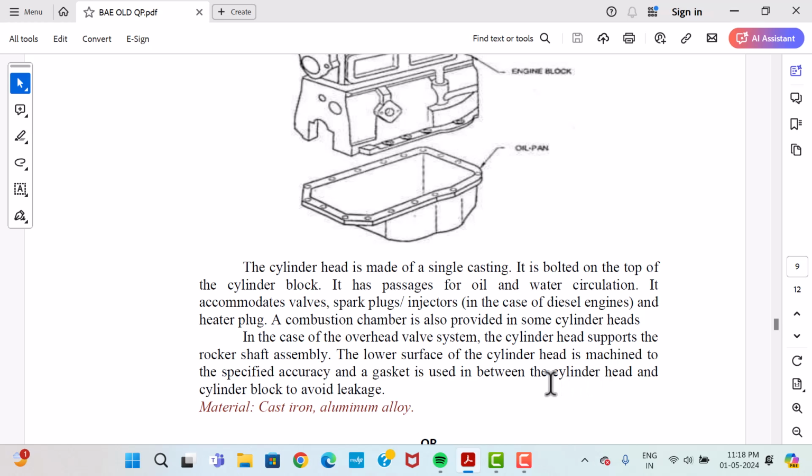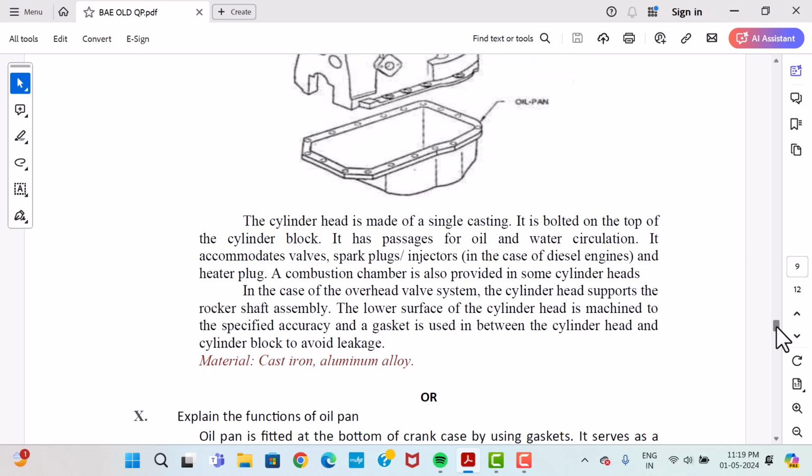In the case of the overhead valve system, the cylinder head supports the rocker shaft assembly. The lower surface of the cylinder head is machined to the specified accuracy, and a gasket is used in between the cylinder head and the cylinder block to avoid leakage. So the leakage between the cylinder and cylinder head is avoided using a gasket.